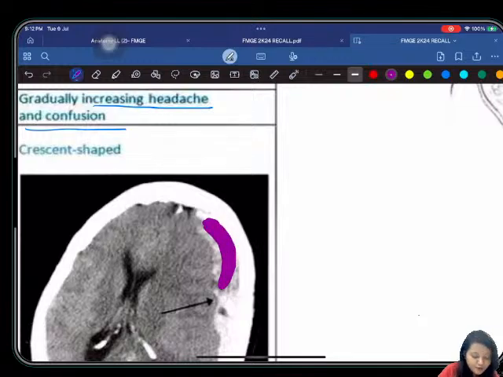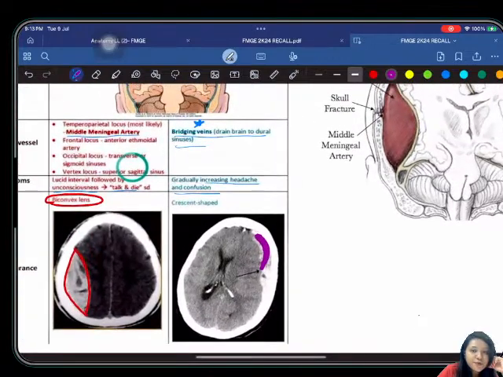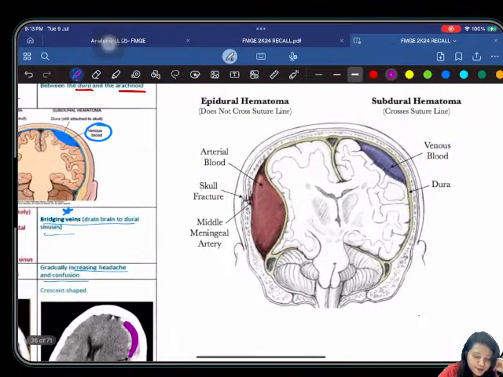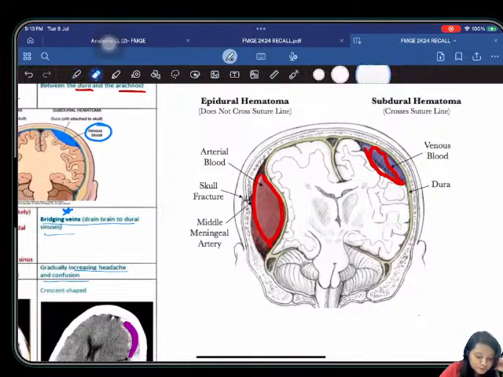So you will have a crescent shape hematoma in the subdural scan. Here, in the epidural it will be biconvex, and this will be a crescent shape like a half moon, in the subdural hematoma.